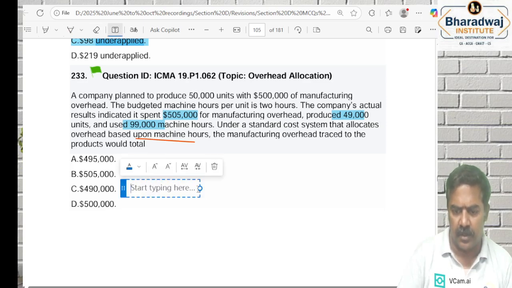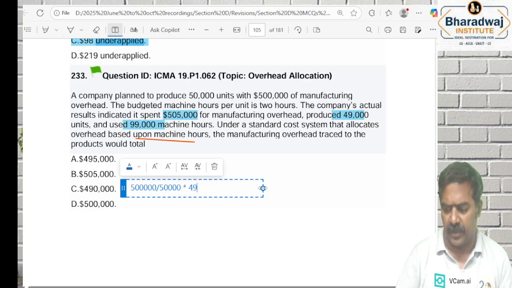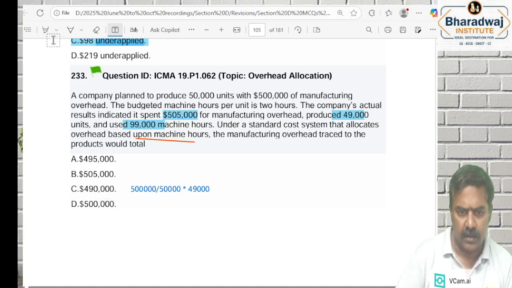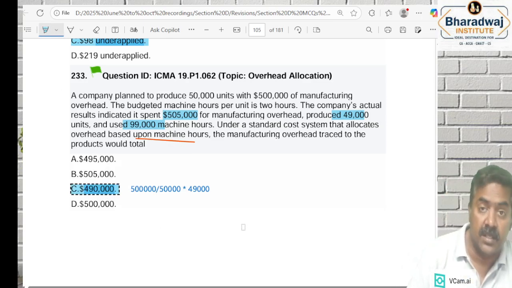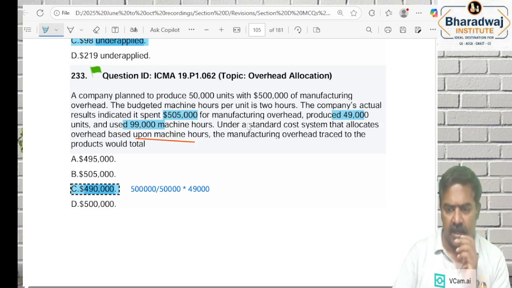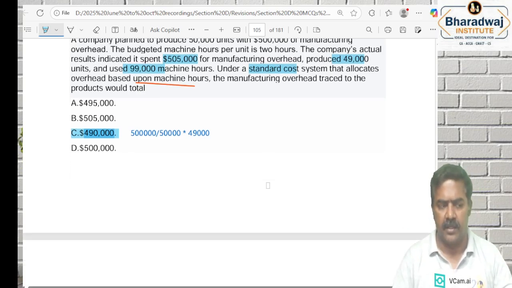Allowed for these units will be like, for 5 lakh, if it is 50,000 units, what is it for 49,000 units? Should be 4 lakh 540. Sorry, 4 lakh 90. Overheads are allocated based on a predetermined rate in the standard costing system. For 49,000, how much is allowed? 10 per unit into 49,000, 4,90,000.